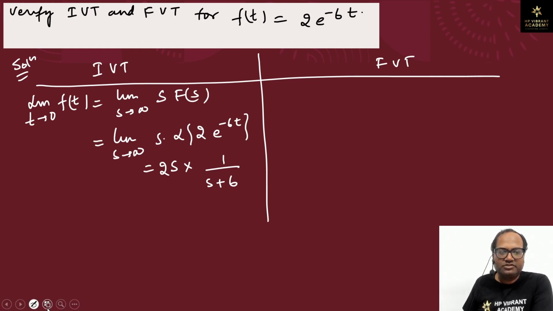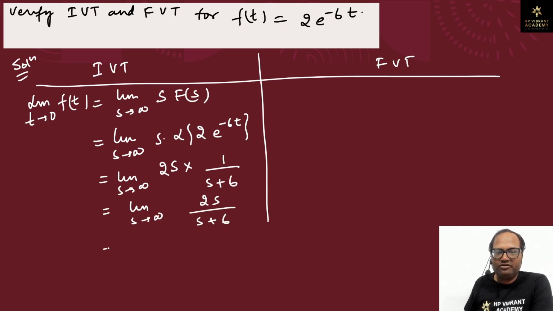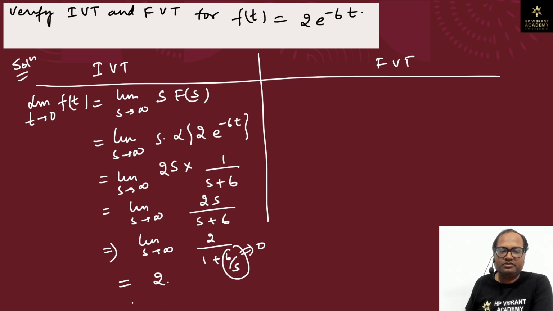Okay, so this is limit s tends to infinity 2s upon s plus 6. Let us divide numerator and denominator by s. So this is limit s tends to infinity 2 upon 1 plus 6 upon s. On taking s tends to infinity, we have 6 upon s tends to 0. So the value is 2. So the value of the RHS portion is 2.